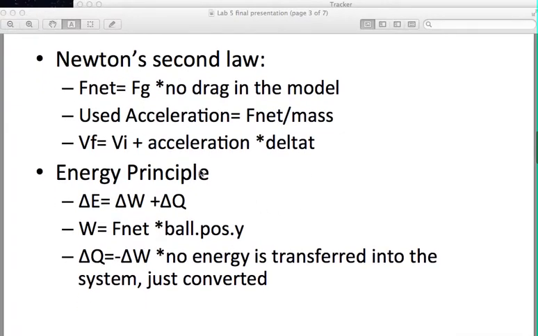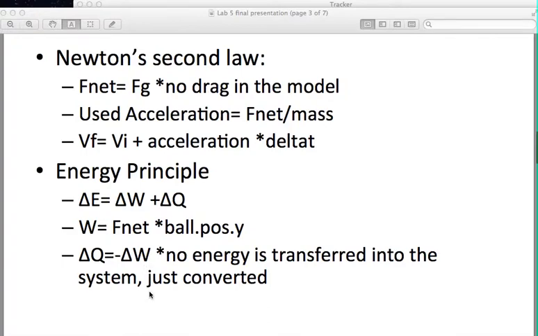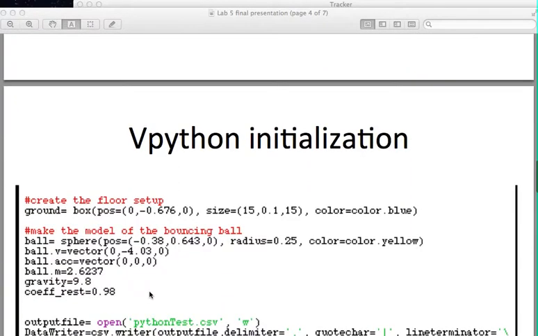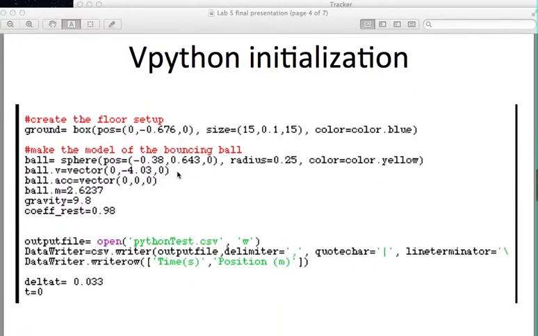And then I used the energy principle in order to properly model the bounce of the ball. So I used delta E equals delta W plus delta Q, and basically the concept that delta Q equals negative delta W, because there's no energy transferred into the system of the ball, it's just converted into internal energy. So this is my code.